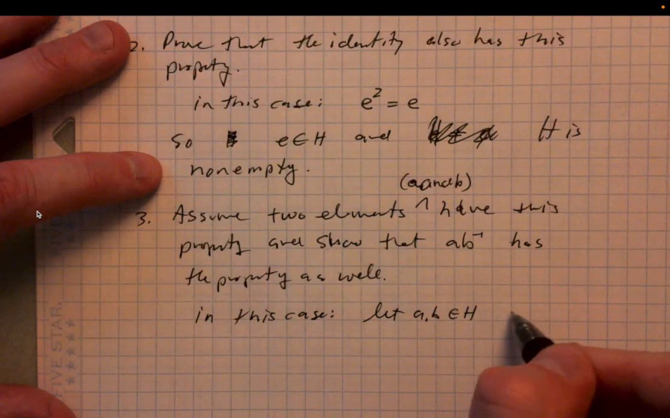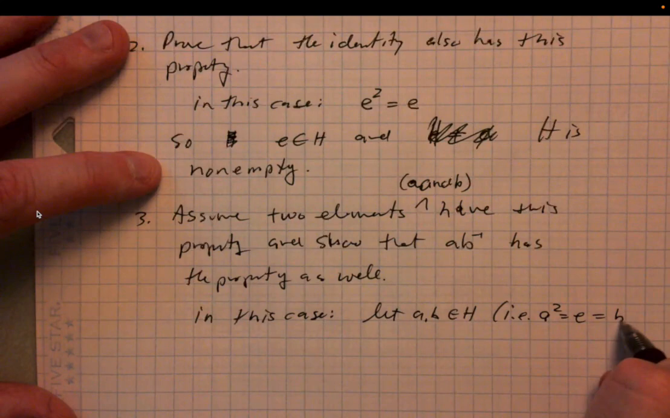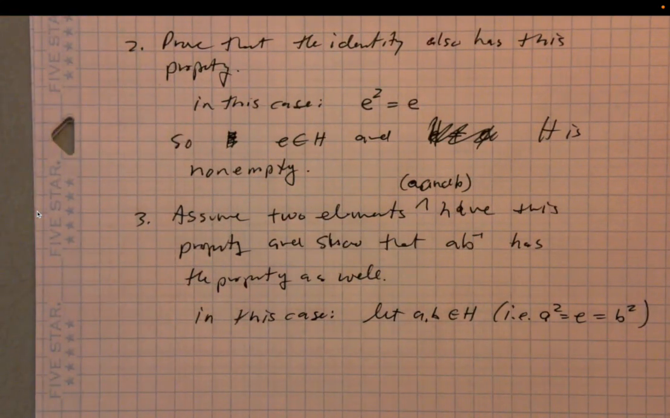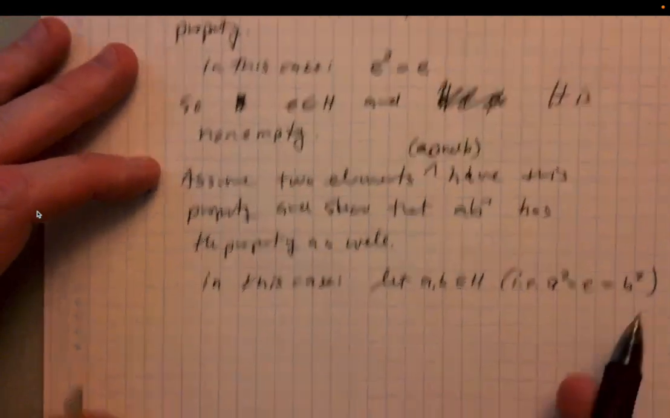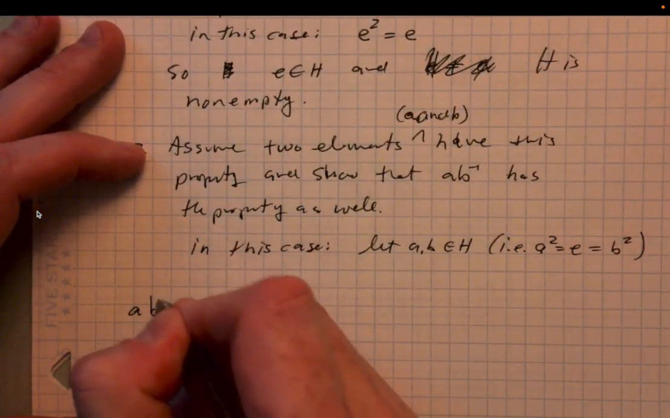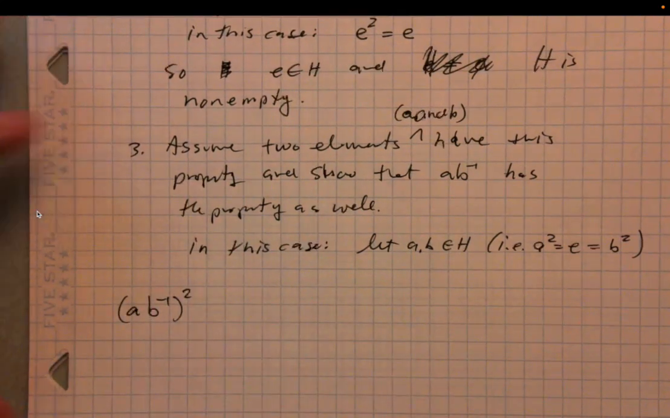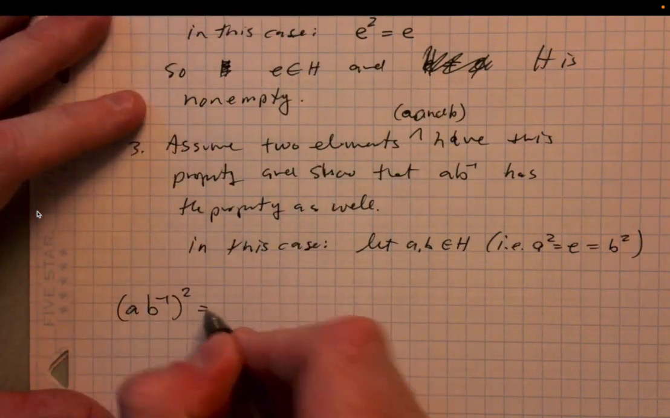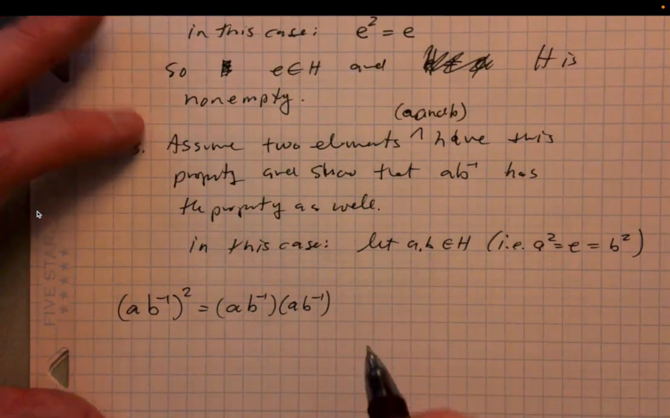And so what does that mean? A squared equals E equals B squared. Okay. And so we have this fact, and we can just look at AB inverse. In this case, we want to look at AB inverse squared, and we want to show that this must be equal to the identity. Well, this is just equal to AB inverse times AB inverse.